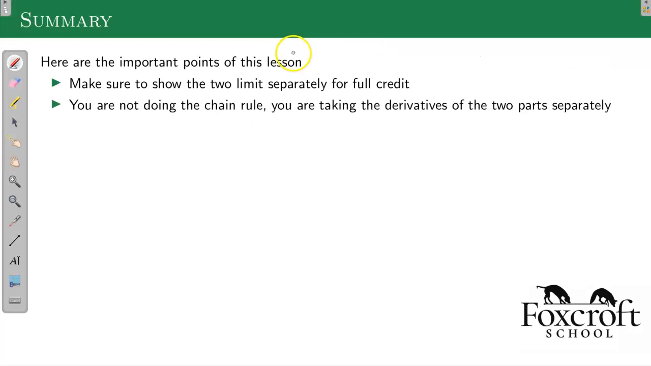Here's the summary. With L'Hopital's rule, make sure you show the 2 limits separately of the top and bottom. If they're both 0 over 0 or infinity over infinity, then you can do L'Hopital's rule. I meant to write quotient rule here: even though there's a division bar in the problem, you're not doing the quotient rule. You're taking these 2 derivatives separately, which is kind of what you wanted to do before you learned the quotient rule. Just remember that there's a difference between taking the whole derivative and applying L'Hopital's rule.